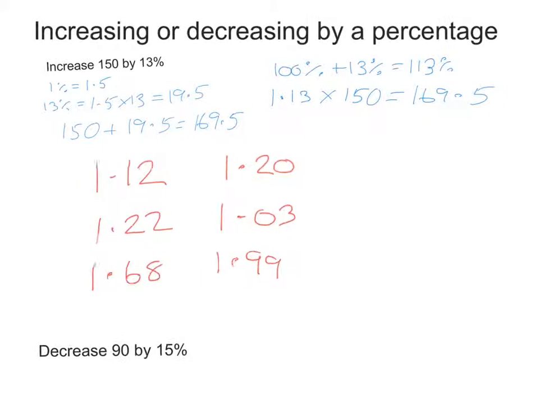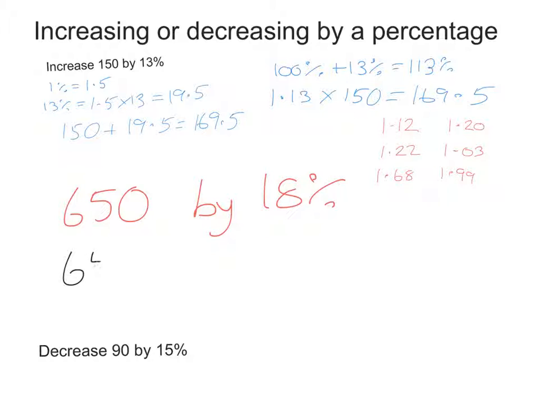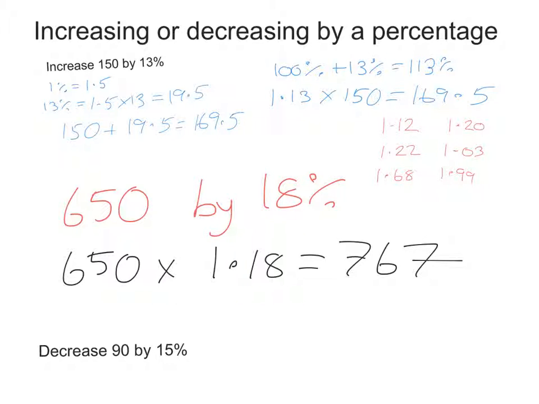So if you want to just take a second and let's try increasing 650 by 18%. So pause the video and try that. So 18%, what we said is the multiplier is 1 point the percentage. So 650 times 1.18. All we do then is go to your calculator and work that out, and that is 767. So hopefully you got that correct.